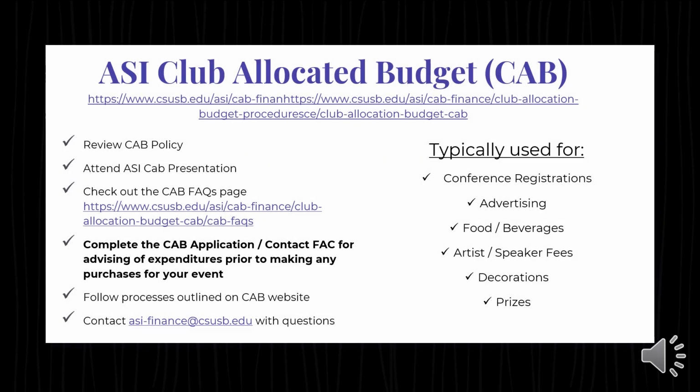Lastly, I would like to share with you some exciting information. All CSUSB registered student clubs and organizations have access to an additional resource for club funding: the Associated Students, Inc., ASI, Club Allocated Budget, or what is known as CAB. This program allows clubs and organizations to apply for funding for their program supplies and expenses, event supplies and expenses, and conference registrations. For more information on program rules and the application process, visit the ASI CAB website.